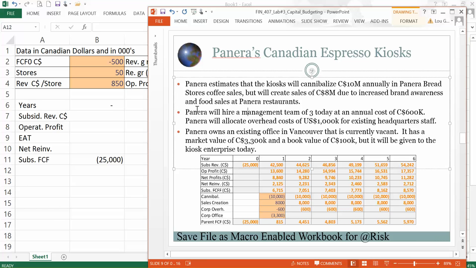Panera is also going to hire 3 people today to handle the new enterprise. That's going to cost a total of 600,000 Canadian. And also, Panera will allocate overhead costs of 1 million Canadian dollars for existing headquarters staff. We're going to ignore that in the NPV. Lastly, the parent is going to allow the subsidiary to use office building space that could have been sold for 3.3 million Canadian. That has a book value of only 100K. So you want to make sure that we capture the market value and not the book value. So let's go ahead and incorporate those.